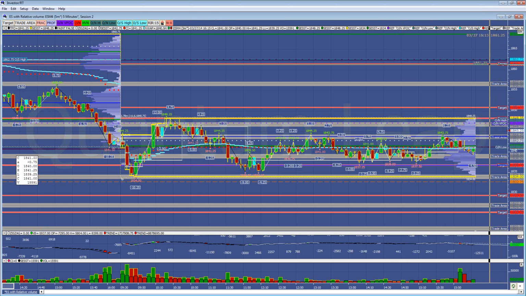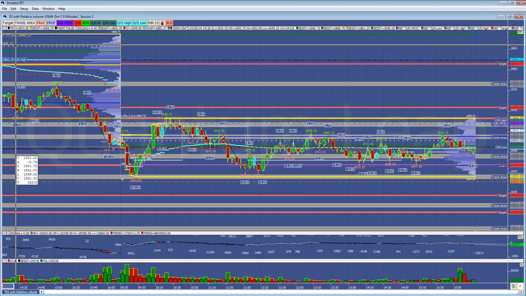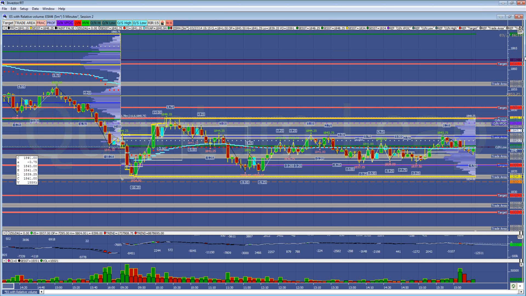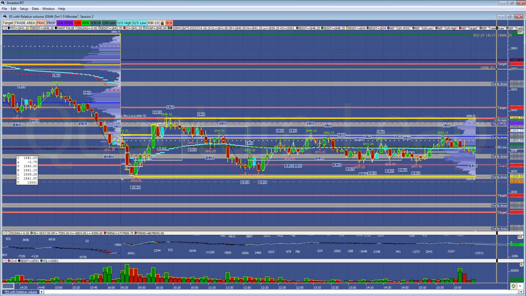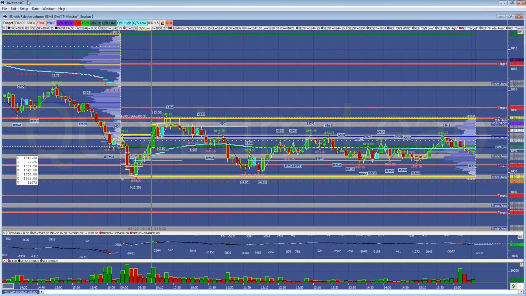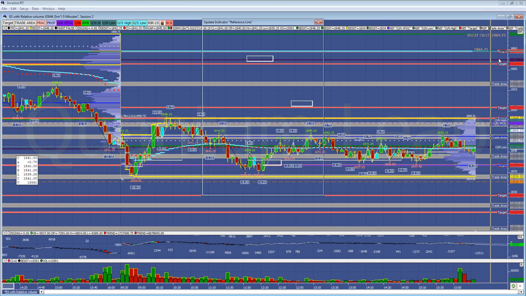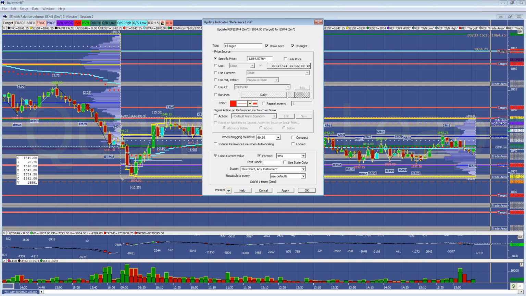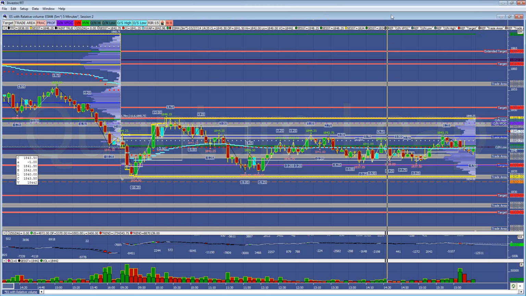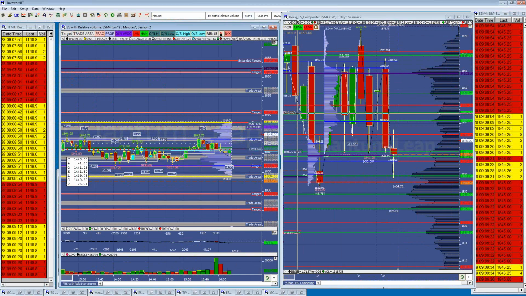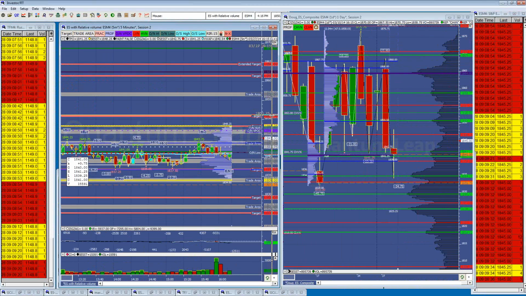And you kind of got a cluster up here as well. You've got the 61.50 and the naked VPOC at 64. And again, our extended target for the day is going to be up here at 64.50. And then the other side of balance around that 64.50 is the 68.25.